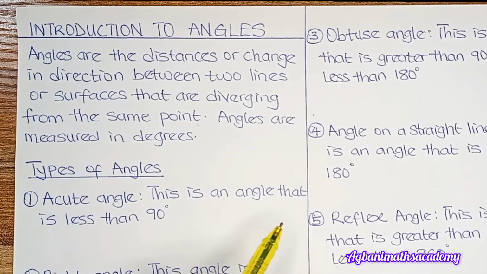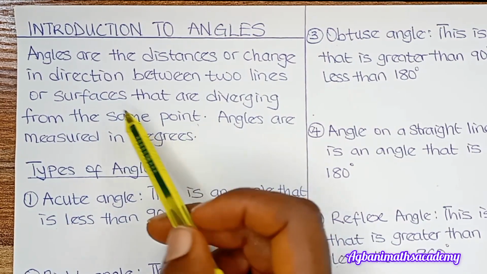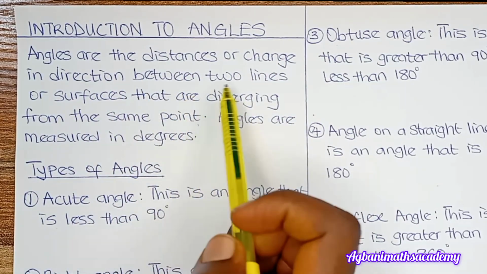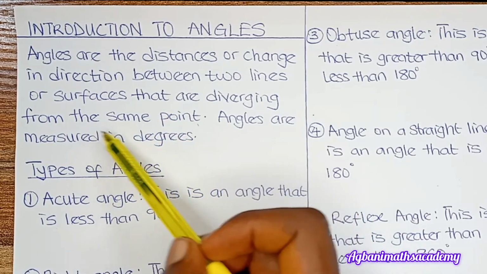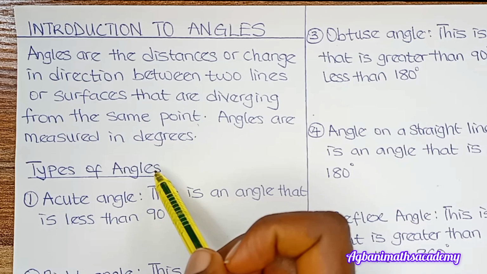This is our first video in our series on angles, triangles, and polygons. In this first video, we're going to be introducing angles. So what are angles? Angles are the distance or change in direction between two lines or surfaces that are diverging from the same point. Angles are always measured in degrees.